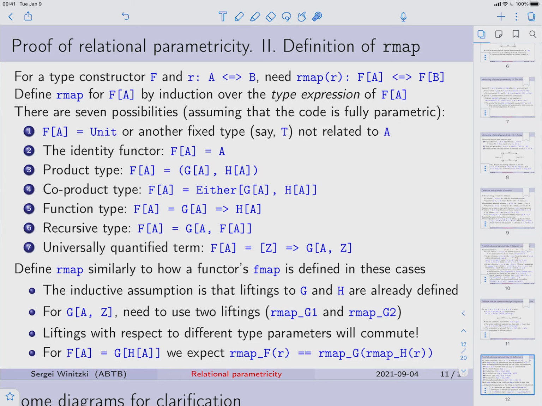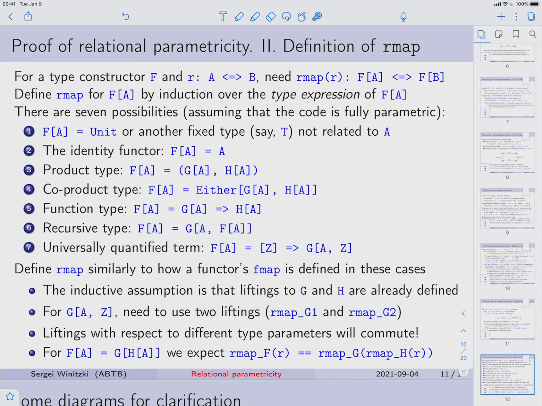If you look at how fmap would be defined for each of these cases, then you just kind of get inspired to define rmap. That's something a programmer can easily do, how to define fmap. It's just a function with a certain type signature for each of these constructions. And that will give you an idea of how to define rmap, which I'll show on the next slide, but I'm just indicating how you can come up with this.